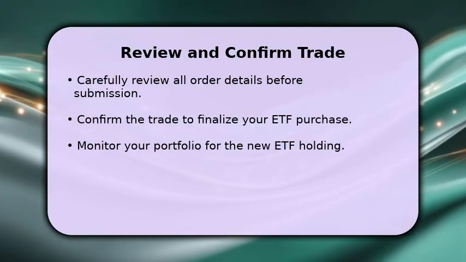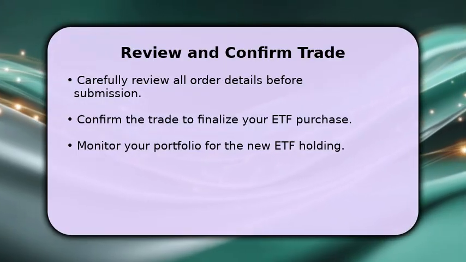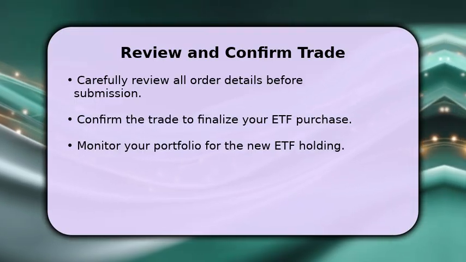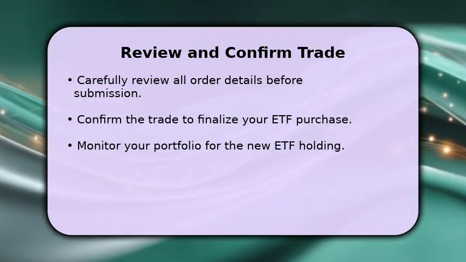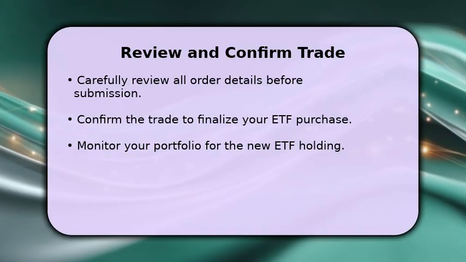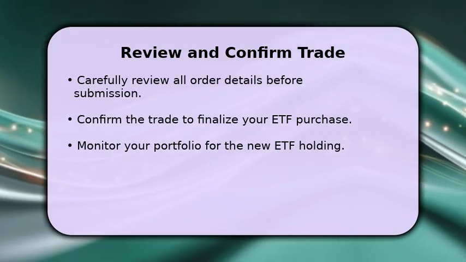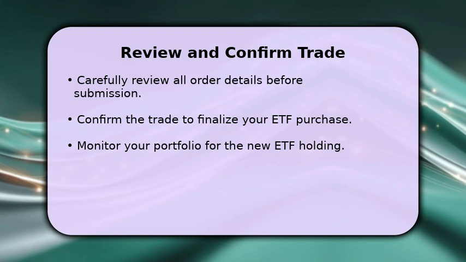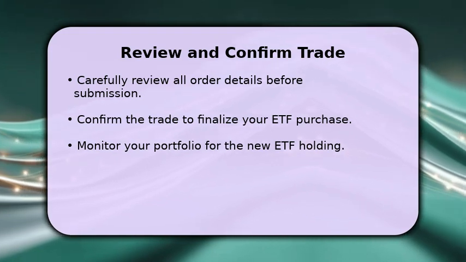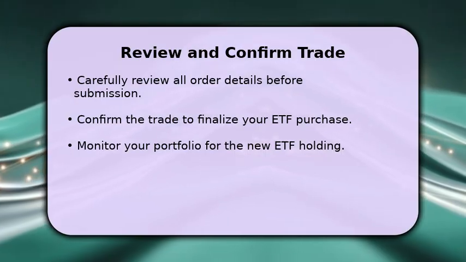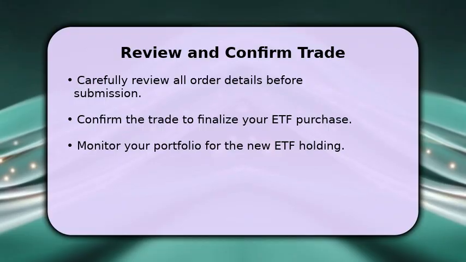The final step is to review and confirm your trade. Before clicking Place Order, meticulously check all the details: the ETF ticker, order type, number of shares, and estimated cost. Ensure everything is accurate. Once satisfied, confirm the trade to execute your purchase. You will typically receive a confirmation message, and your new ETF holding should appear in your Charles Schwab portfolio within a few minutes.